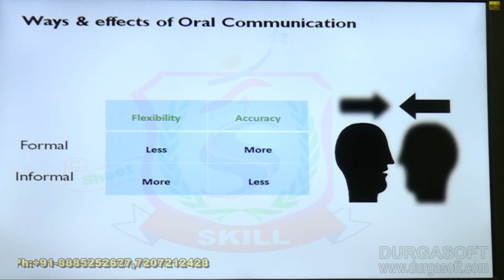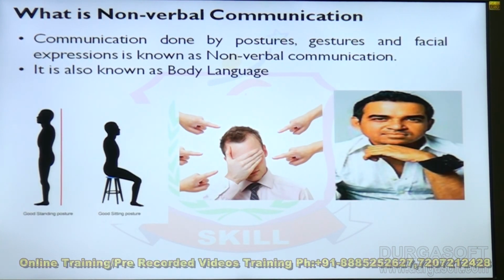And now we will see ways and effects of oral communication. In formal communication, flexibility is very less and accuracy is more, whereas in informal communication, flexibility is more and accuracy is very less. So it changes according to the relationship.